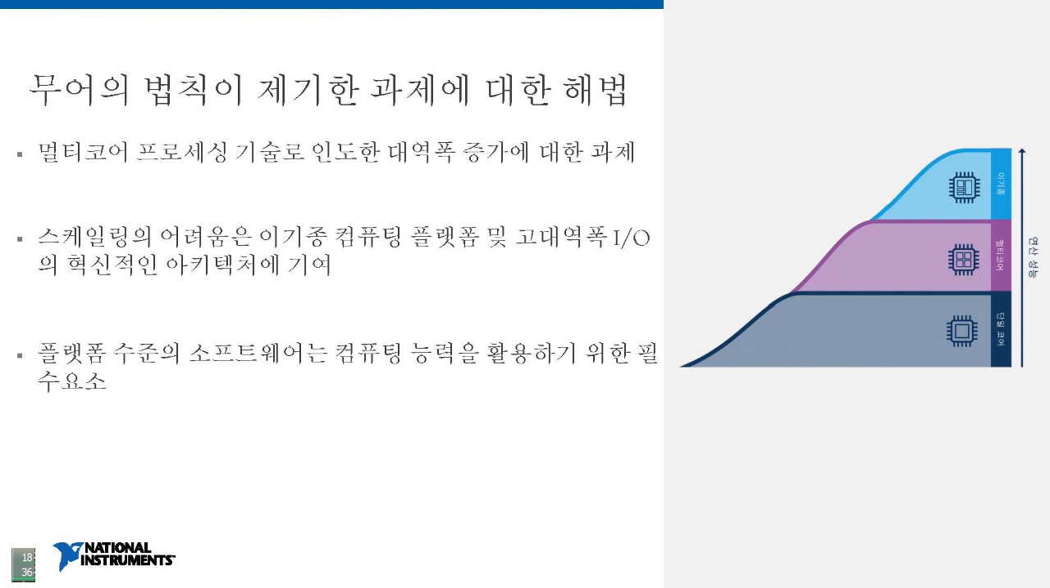The phase that we are now entering is more of a heterogeneous phase where it's not just CPUs, but it may be graphics processing units or FPGAs or even application-specific processors that are coming inside the same chip.